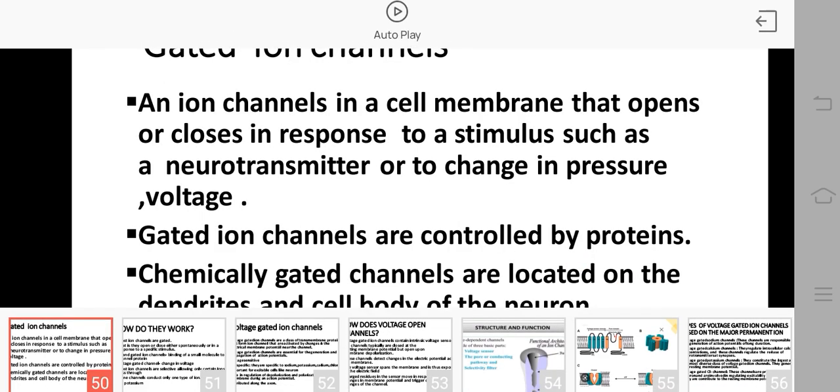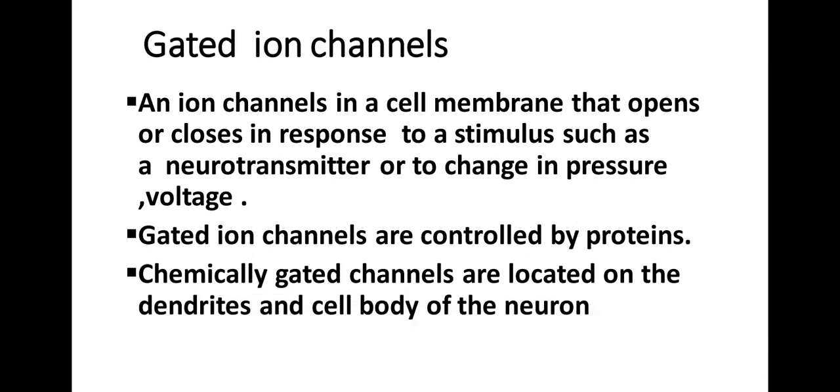Gated ion channels are also there. An ion channel in a cell membrane opens or closes in response to a stimulus such as a neurotransmitter or a change in pressure or voltage. Gated ion channels are controlled by proteins. Chemically gated channels are located on the dendrites and cell body of the neuron.